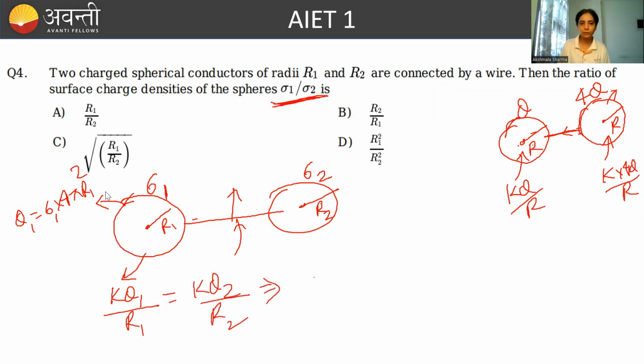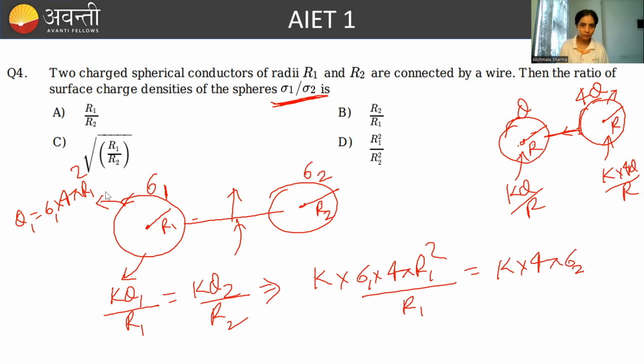Now simply write those things. K into the value of Q1, what are you going to write? Sigma 1 into 4 pi R1 square, divided by R1, equal to what will you write? K into 4 pi R2 square into sigma 2, divided by R2. Okay? So what answer are we going to get now?